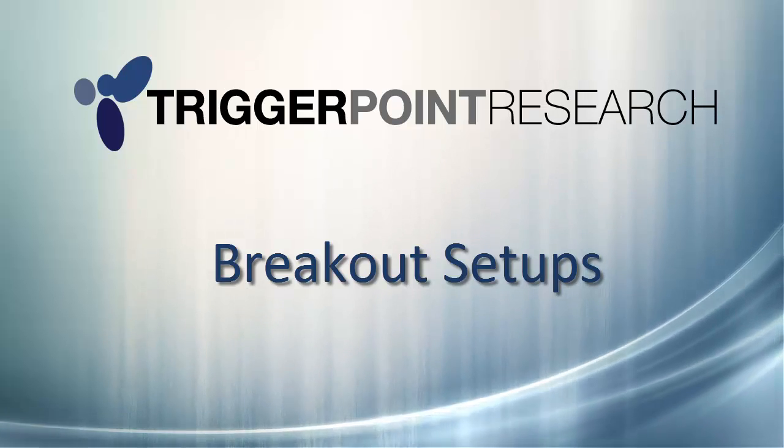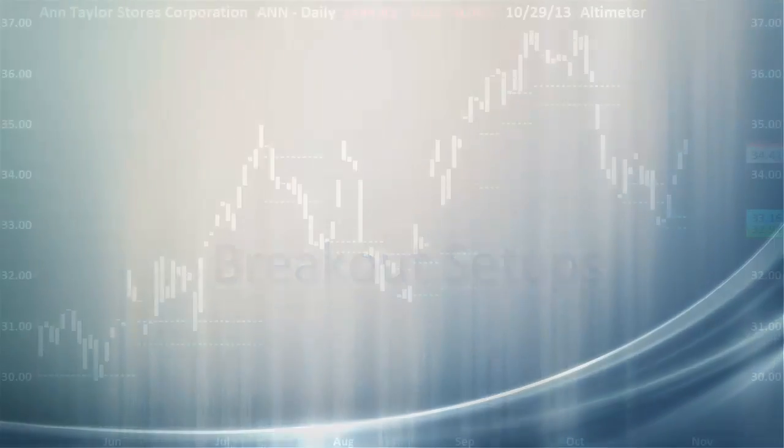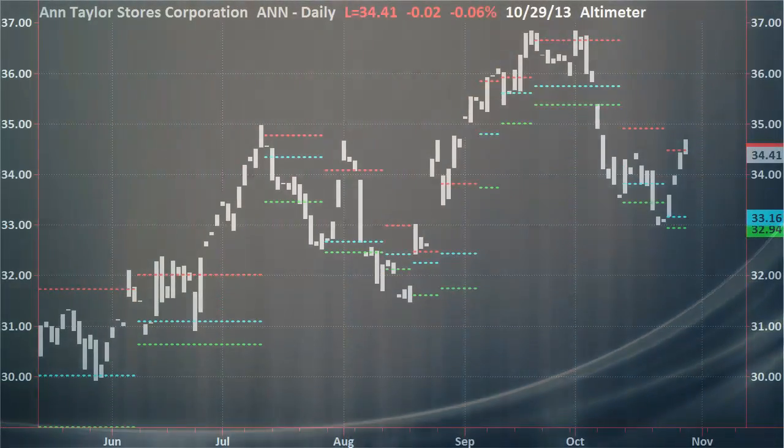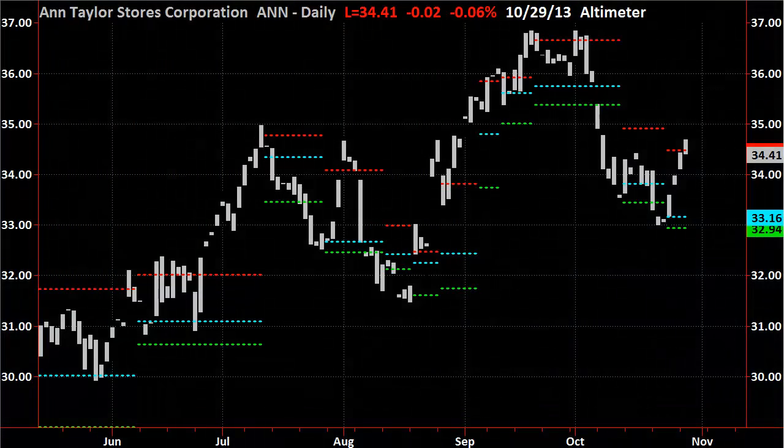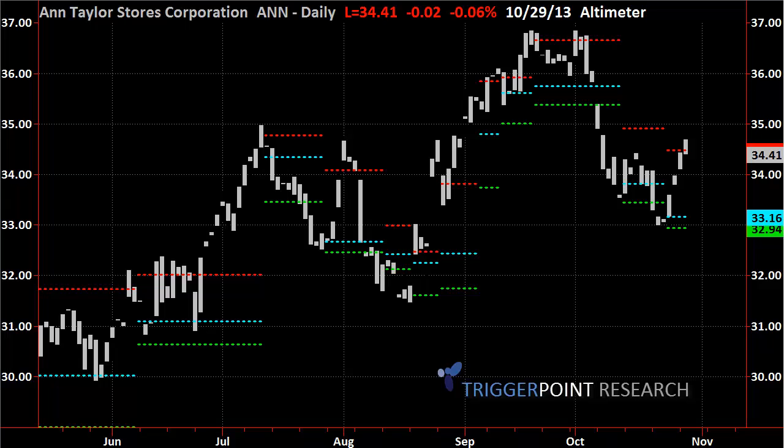And welcome to Trigger Point Research Setups. Today we're going to talk about Ann Taylor stores, and we're going to talk about it in respect to the potential for a bounce. Now, there's different types of things that happen with stocks, as you know. There's breaking down, there's breaking up, and potentially there's also bounce setups. Basically, when they hit support or they hit resistance and they bounce off of that and then reverse.